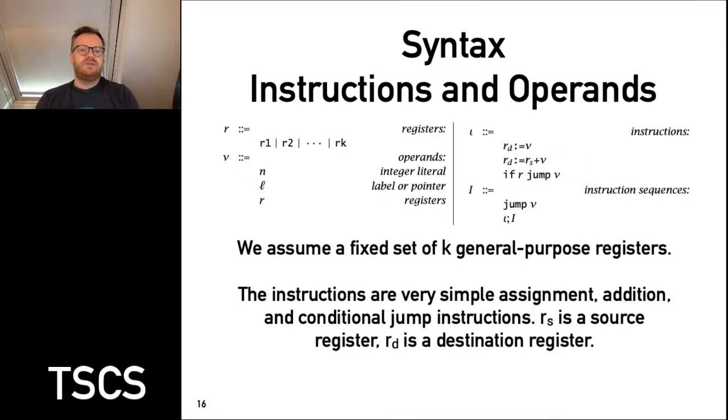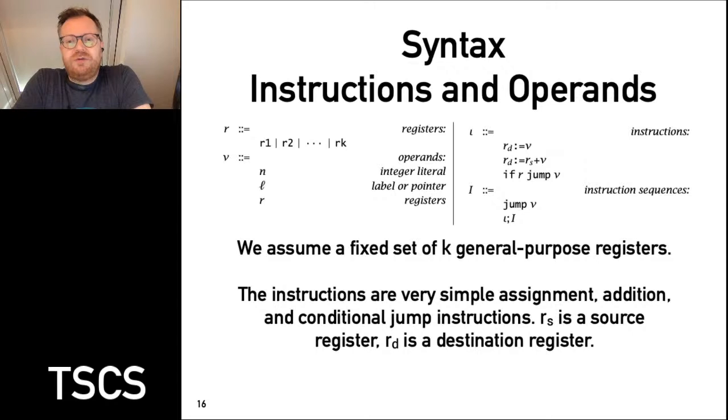What you first have is registers. You have a predefined number of registers, in this case K, going from R1 to RK. And registers are things where you can store values into. Then you have operands, which are integer literals, so you can have any kind of integer in your program. You have these L kind of operands or values that are labels or pointers. And then you have R, which are again the registers. So registers themselves are values.